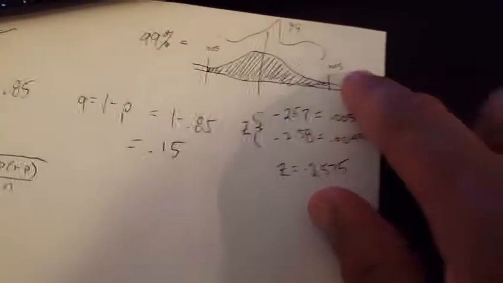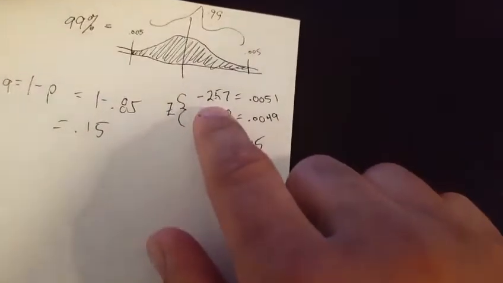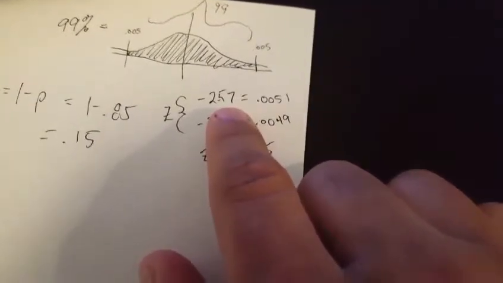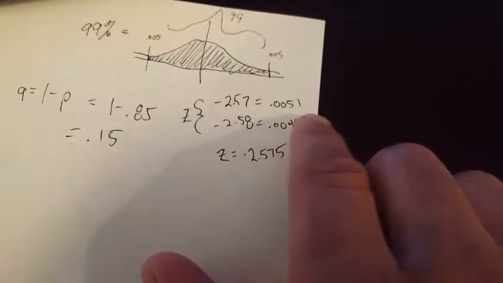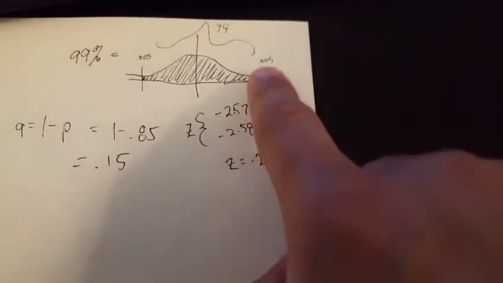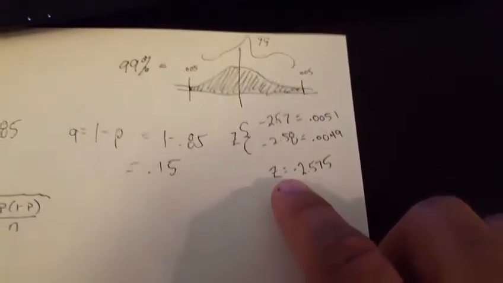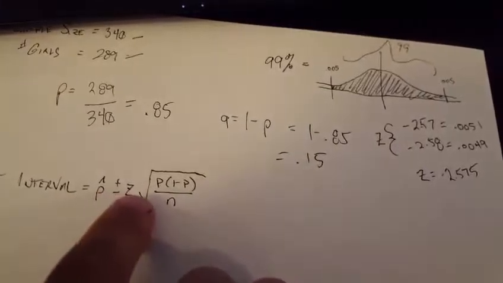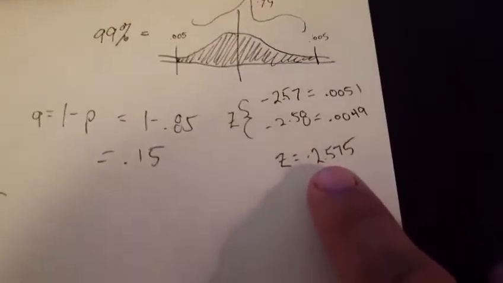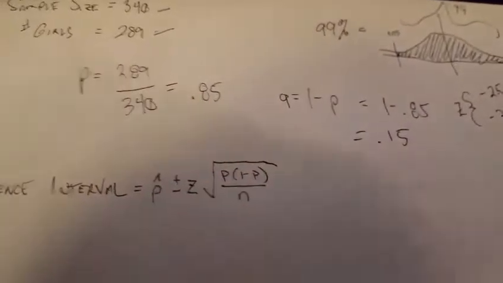So if we look this value up, 0.005 in the z table, we see that a z of negative 2.57 is going to be 0.0051 and negative 2.58 is 0.0049. To get 0.005, we'd be halfway, so we can just split this in the middle. And our z-score that we're going to enter into this equation is going to be 2.575. And we're just going to use the absolute value since we're going to do a plus and minus.